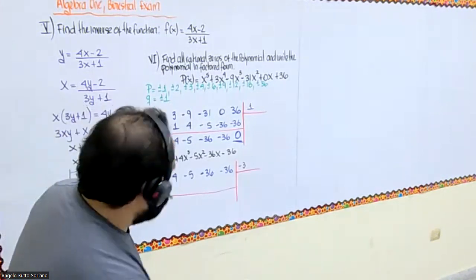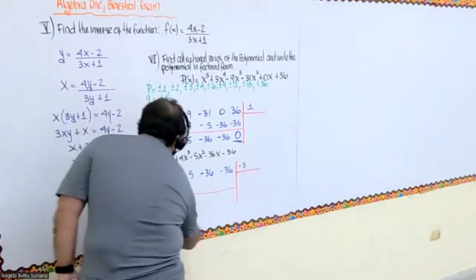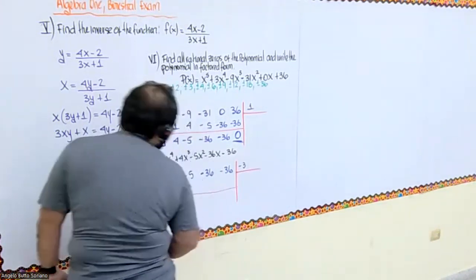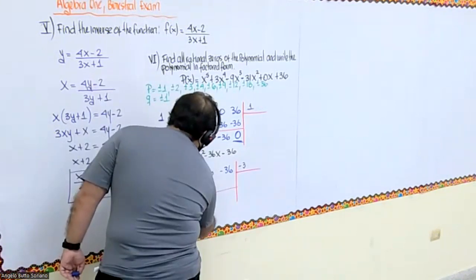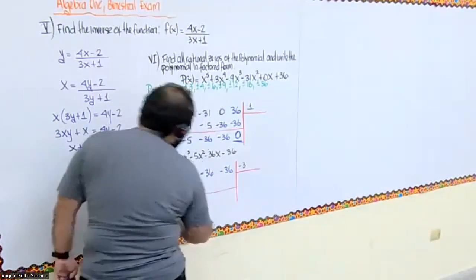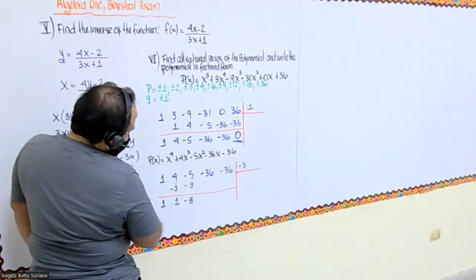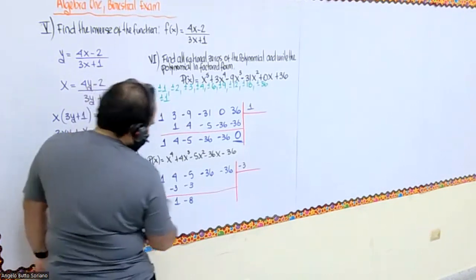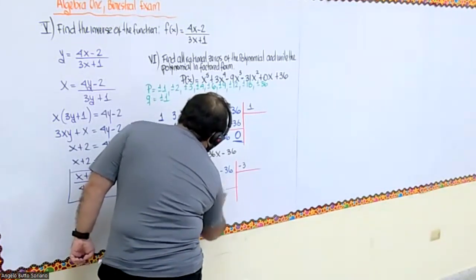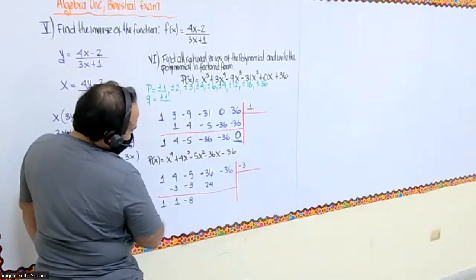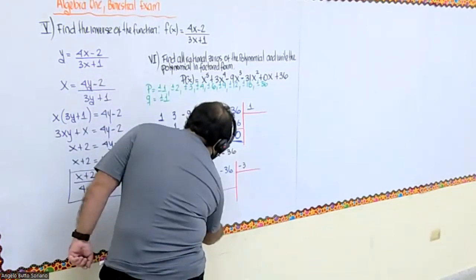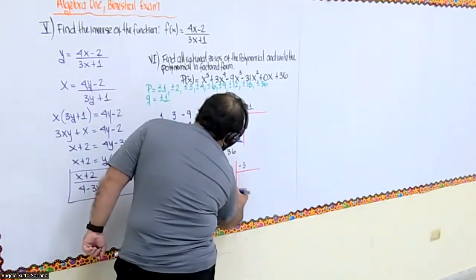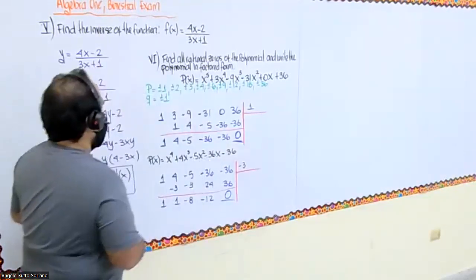What do we have? Okay, the first one is 1. 1 times -3, we have positive 1. 1 times -3 is -3. We got -8. -8 times -3 will be positive 24. Okay. That is going to be -12. -12 times -3 will be positive 36. And the answer will be equal to 0.